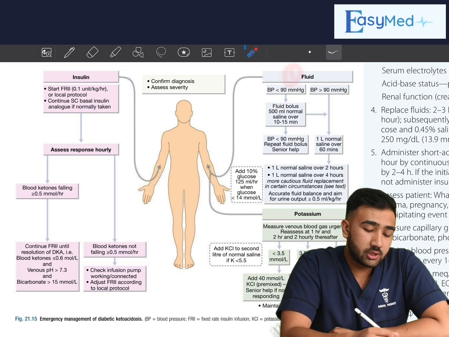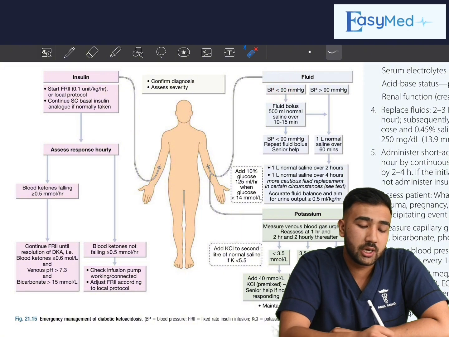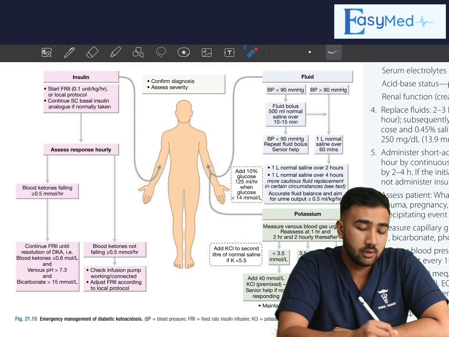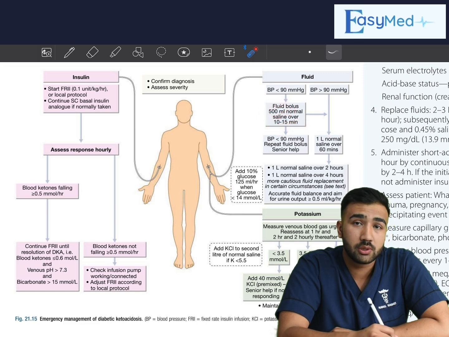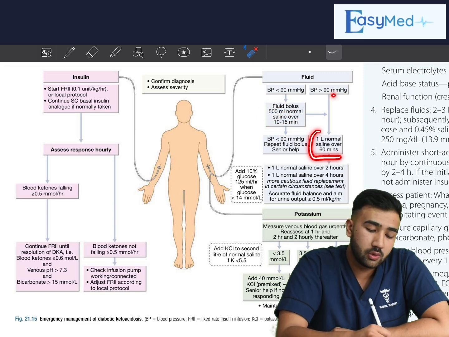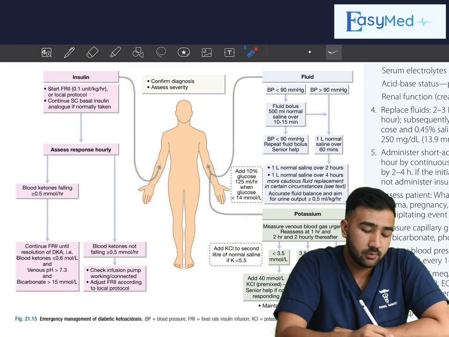Then first we have to start with the fluids. BP is less than 90 or BP is more than 90. If it's less than 90, 500 ml over 10 to 15 minutes नै सुरुमा दिने. If it's more than 90, then 1 liter over 60 minutes can be given. Then this is 1 liter over the first 1 hour, then over 2 hours, then 1 liter over 4 hours.